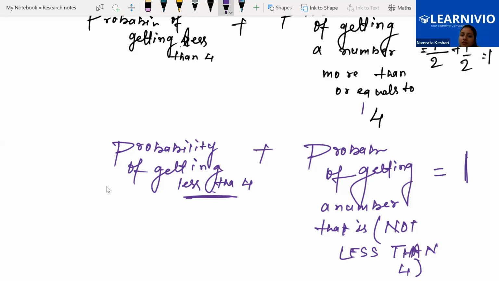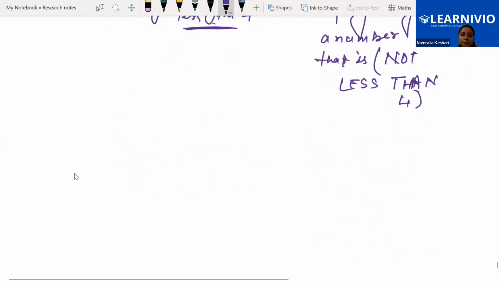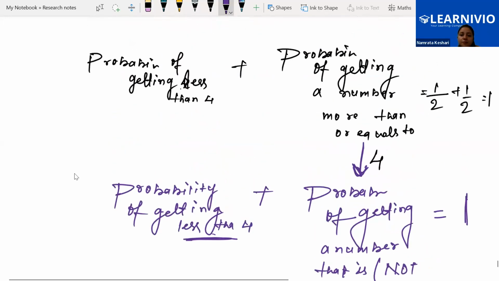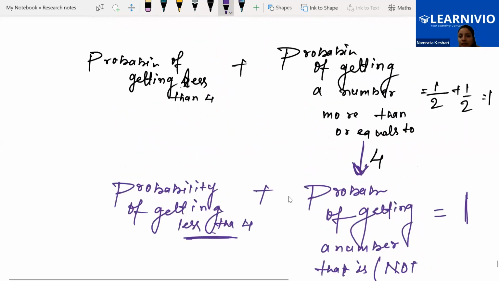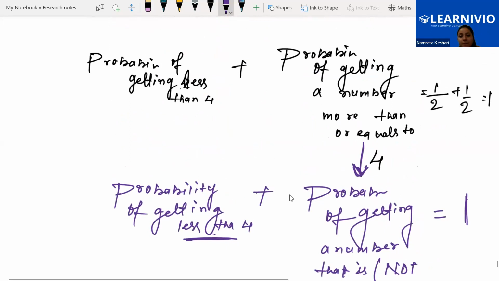We can write it this way also. Yes or no? The above statement, that is greater than or equal to 4, can we write it this way also? Not less than 4. Not less than means what? Greater than only or equal to only. Yes or no? Getting it? Are you getting it? Yes, please let me know.